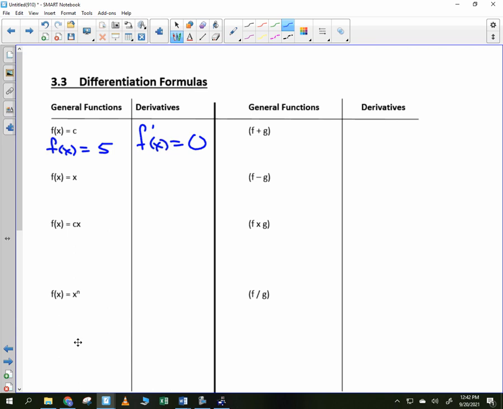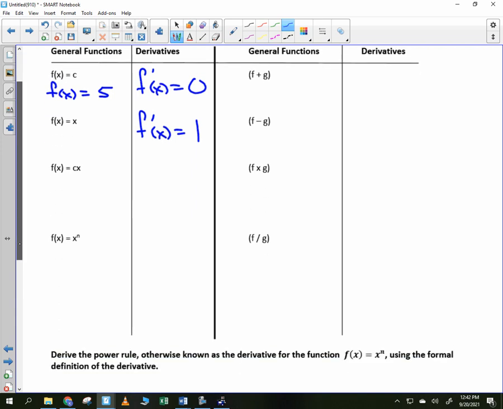Let's consider the function x. What is always the slope of x? So the derivative of x is equal to 1. Everybody okay with that?